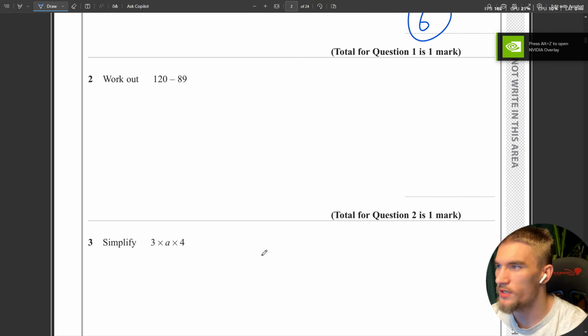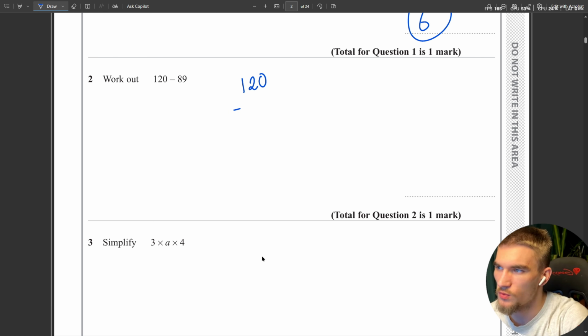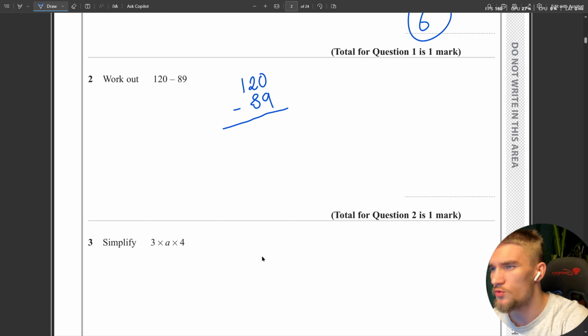Work out 120 minus 89. All right, so we're going to do the method for subtraction here. So we're going to put 120 minus 89. Start on the right hand side. So can I do 9 minus 0? I can't. So I'm going to have to borrow 1 from the 2. So the 2 becomes a 1 and then the 0 becomes a 10. Now 10 minus 9 actually gives me 1.